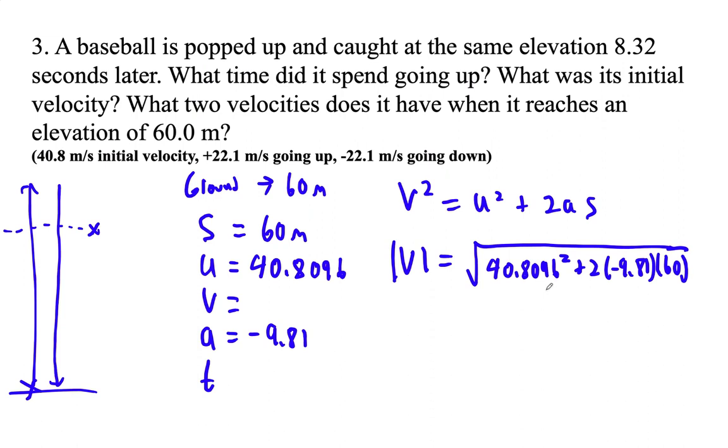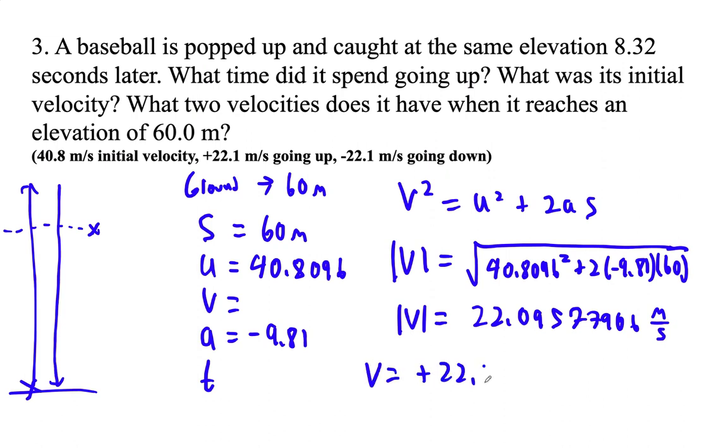Now, by the way, if you pick too high a height, there is no answer to this. Like if I picked 100 meters, well, it doesn't go 100 meters. So if it works, I get the absolute value of the final velocity is 22.095779906, et cetera, meters per second. That means the velocity can be positive 22.1 meters per second or negative 22.1 meters per second.